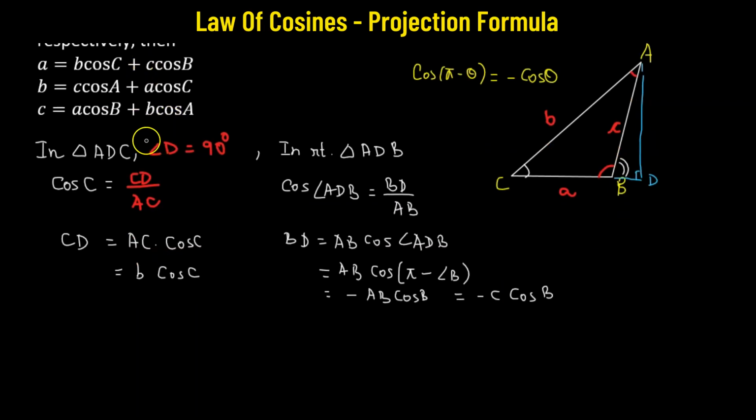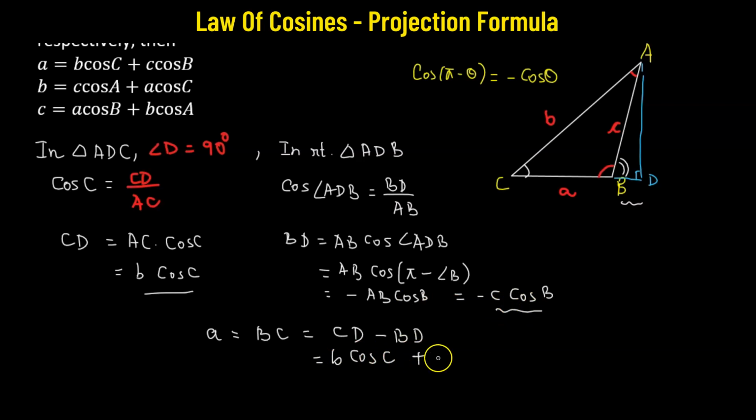Now we have to find the value of the side a. So what's side a? Side a equals the length BC, but we don't have the value of that length, so we can rewrite the value of BC as the total length CD minus the extra length BD. Fine. So what's CD? We have defined it, CD equals b times cosine C. And BD, just now we have found out that its value is negative c cosine B, so we're going to get positive c cosine B. So that means the length of side a will be equal to b cosine C plus c times cosine B.